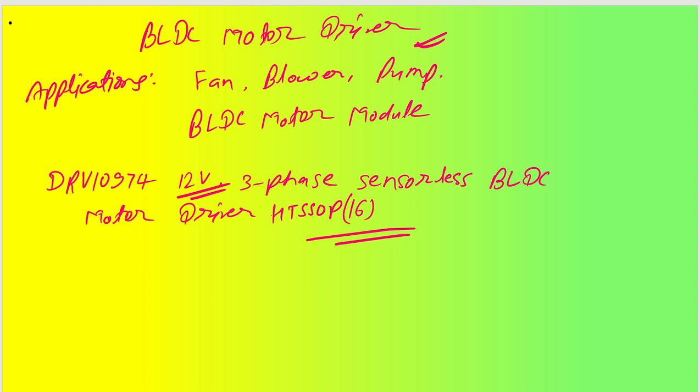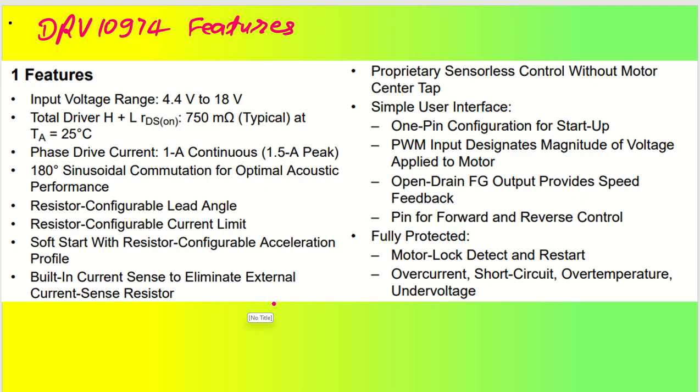Coming back to the features of this particular BLDC driver, it can take a voltage range from 4.4 volt to 18 volt. It has a total driver H plus L RDS(on) of 750 milliohms, less than 1 ohm, for the high side and low side MOSFET drivers. Then the phase drive current is up to 1 ampere continuously, and peak current can go as high as 1.5 amperes.